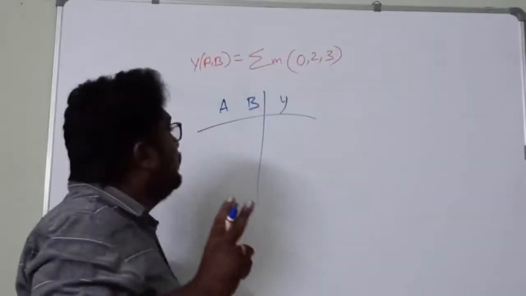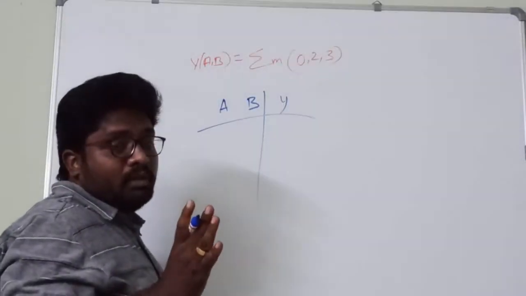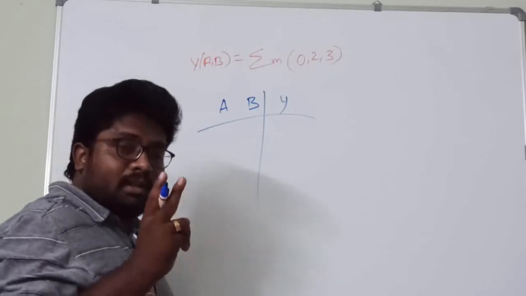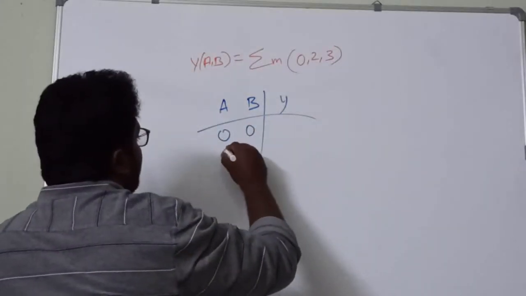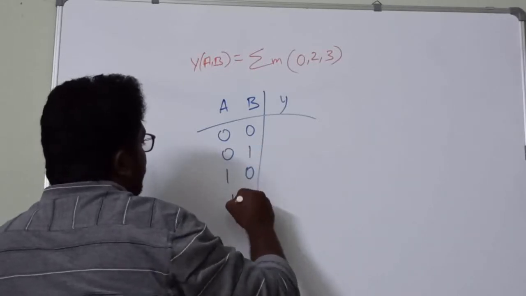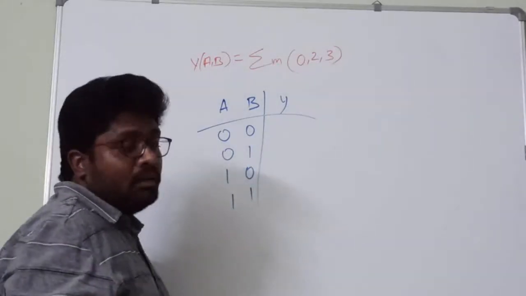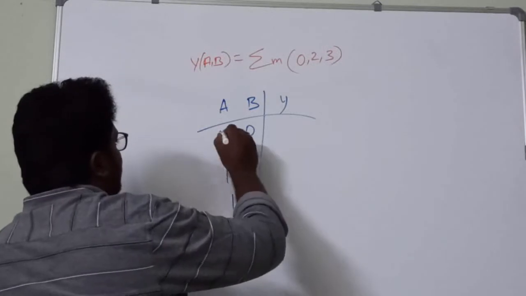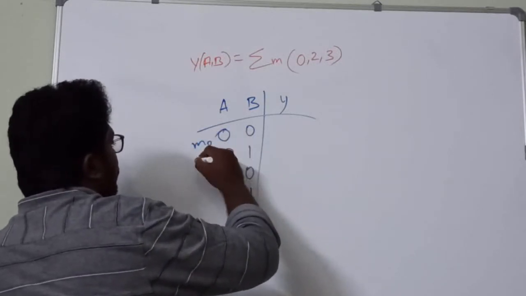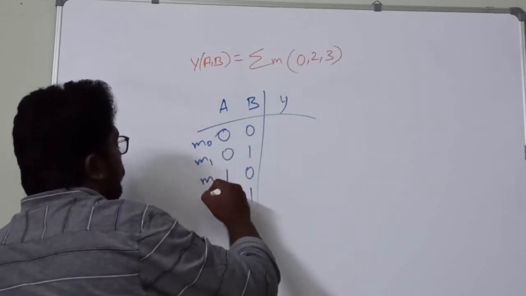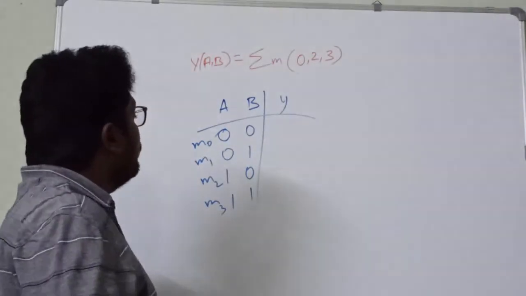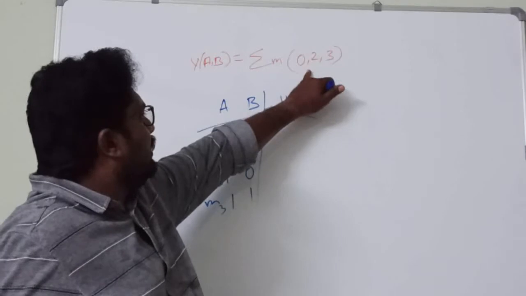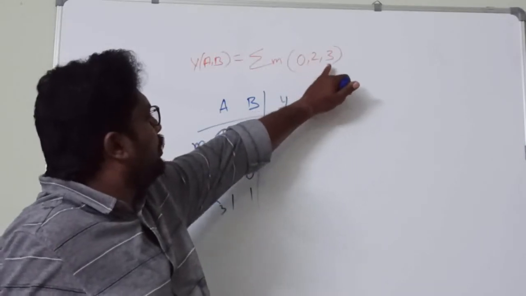So we are having 4 possibilities. If two variables are given, then we will be having 4 possibilities. They are 0 0, 0 1, 1 0, and 1 1. Now see, the min terms are m0, m1, m2, and m3. In the expression, they are given 0, 2, and 3.